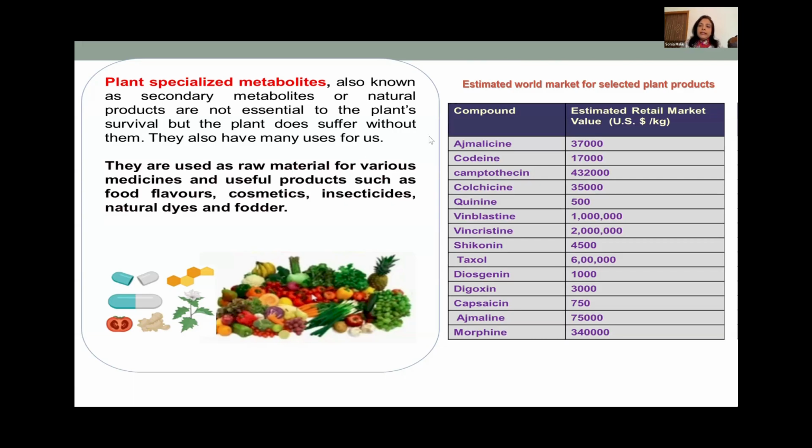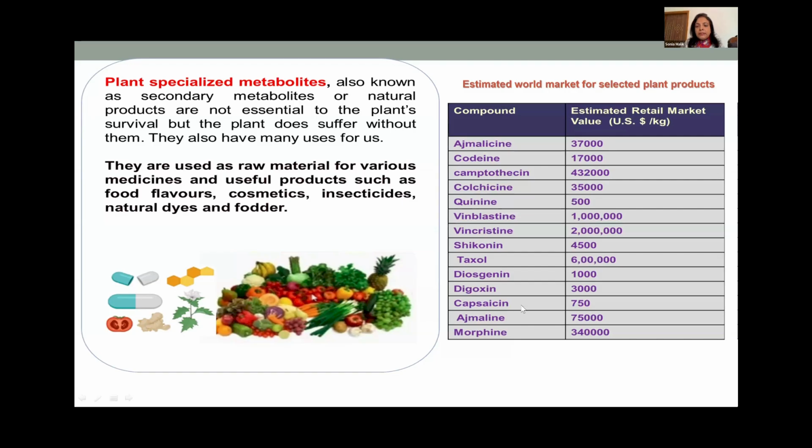Now, if we look at the estimated retail price values of these different specialized metabolites or bioactive compounds obtained from the plant, look at vinblastine and vincristine. These two compounds are obtained from the periwinkle plant, which is a herb species grown commonly alongside our houses. I'll be showing you the picture of this plant in the next slides, and they are $2 million. These two are used in cancer treatment. And similarly, Taxol is 0.6 million US dollars.